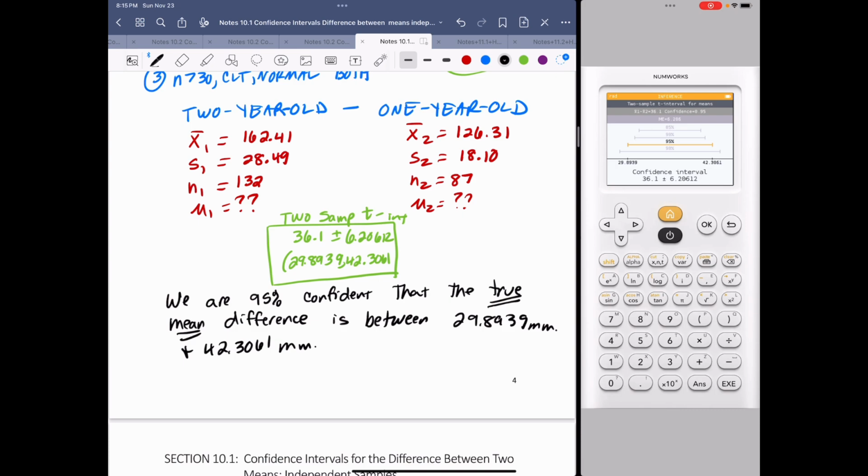You could do better because you could talk more about, you could mention the 2-year-olds and 1-year-olds, but that would be enough. But what I want you to know is that the 2-year-olds are longer. All right, how much? Between 29.8939 and 42.3061 millimeters. How do I know they're longer? Because I have a completely positive confidence interval. And that's what we're going to talk about in our last thing.